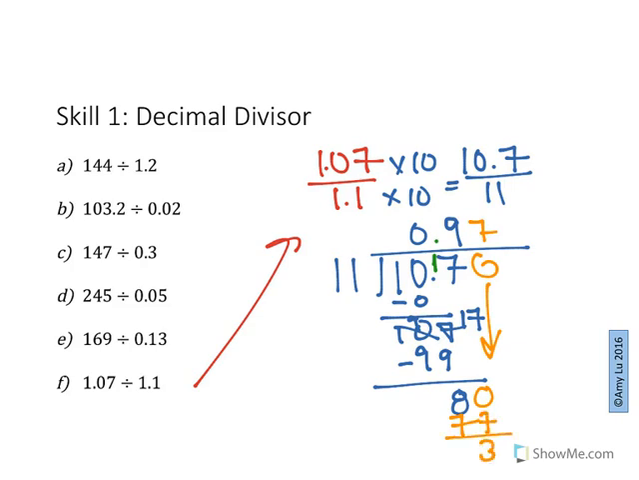Bring down a 3. Your result is 3. Bring down an extra 0. 11 goes into 30 2 times. And realistically, this is going to keep going. So our answer for the last one is 0.972. If I had to round it to 1 decimal place, this would be approximately 1.0. And that's it.